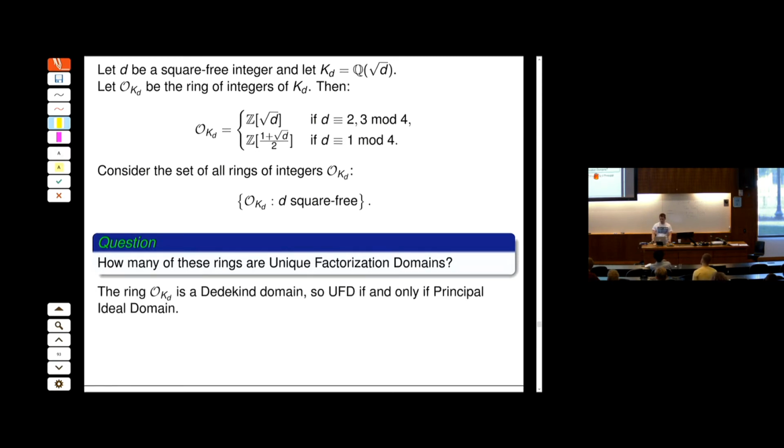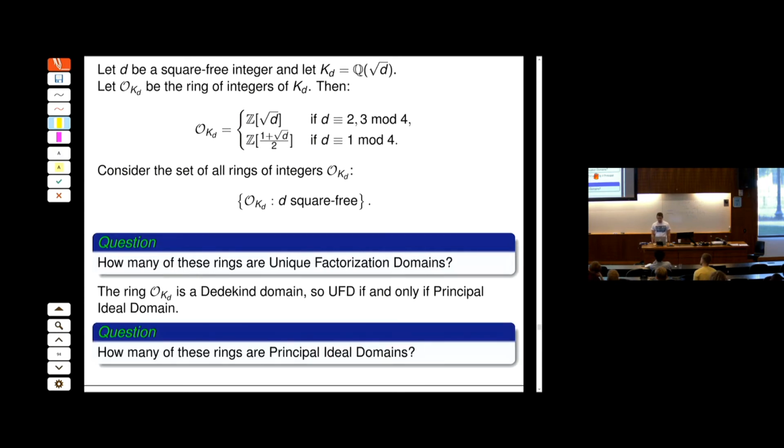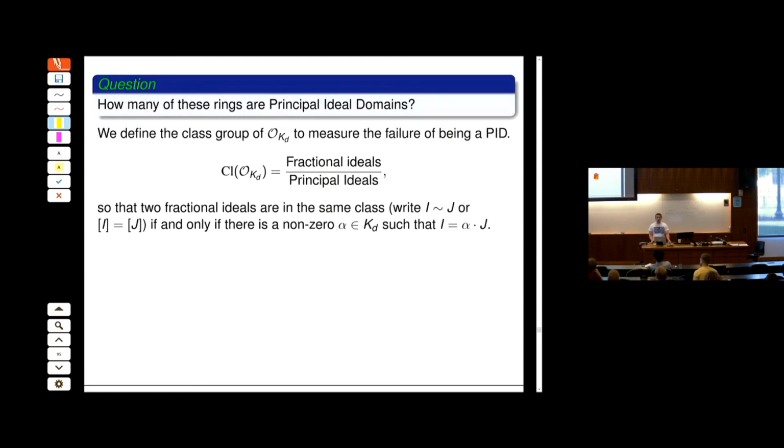Okay? So in Dedekind domains such as these, UFD and PID are the same concept. So the ring of integers will be a UFD if and only if it is a principal ideal domain. So how many of these rings are actually principal ideal domains? Okay. How do we measure that? We measure that using the class group. The class group is precisely measuring how far we are from all our ideals being principal. So it gives you a measure of how complicated your factorization is in this ring.